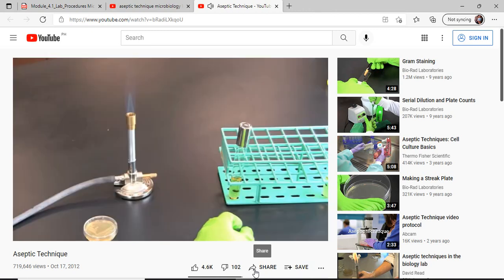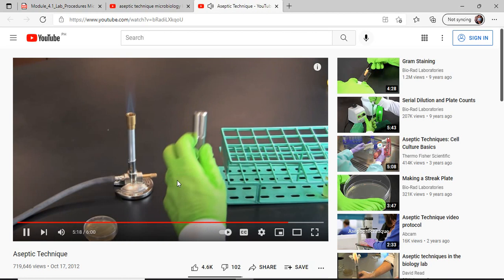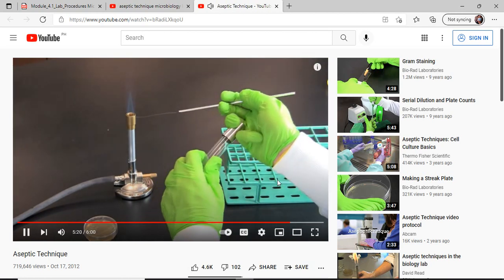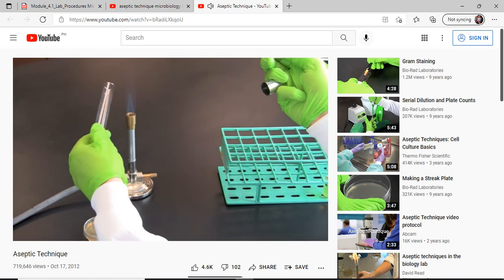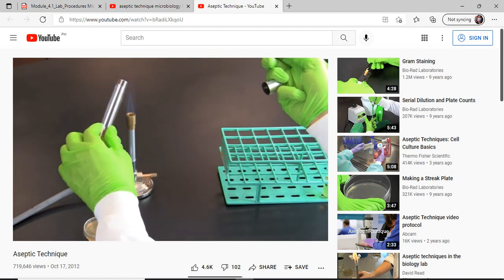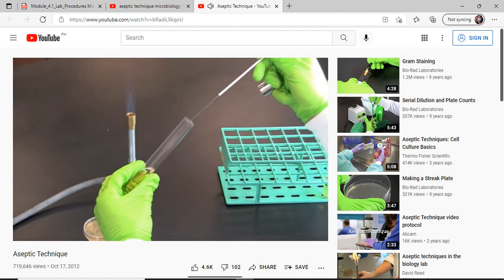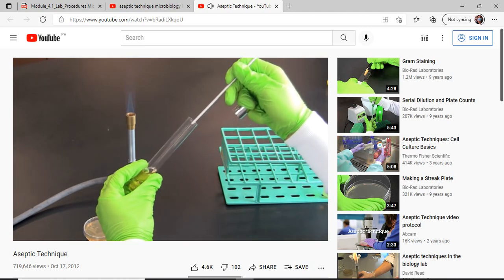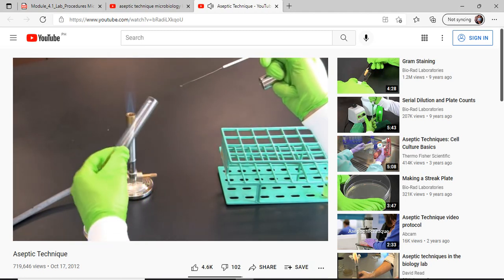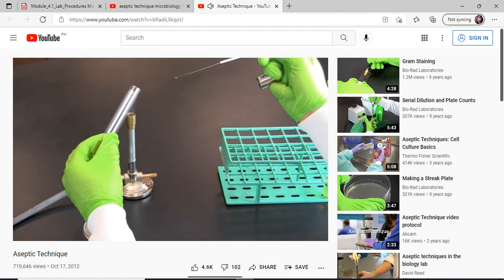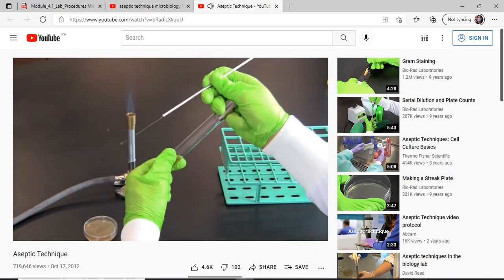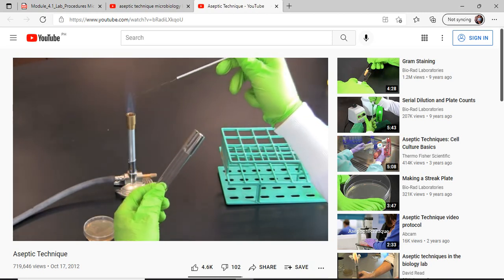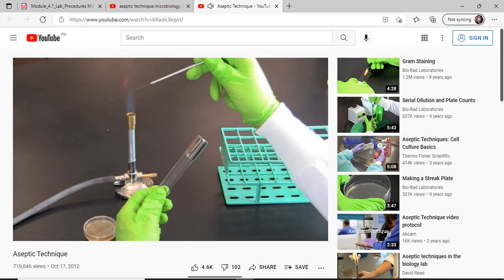Sterilize the inoculation loop to complete the process.